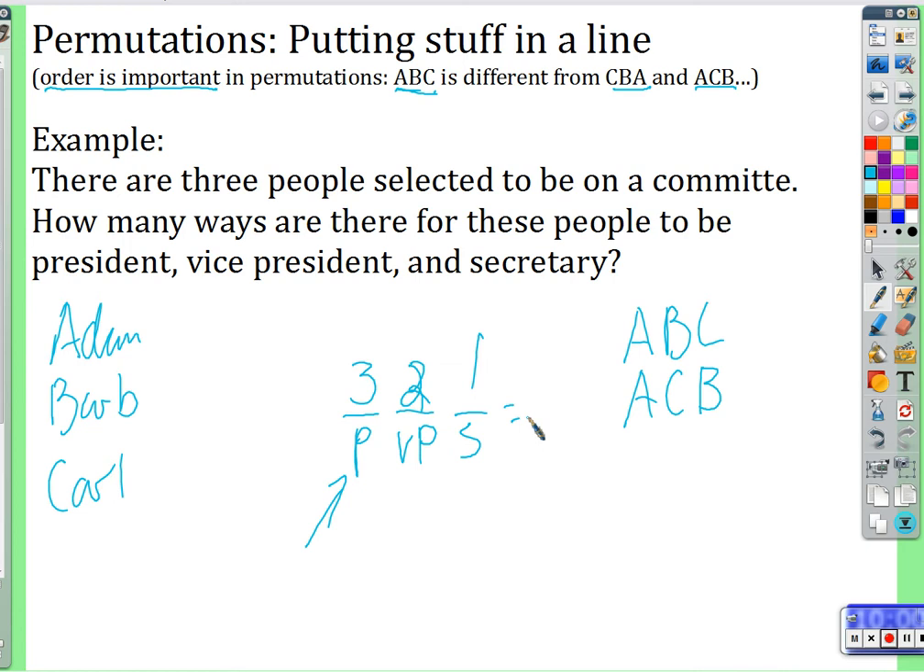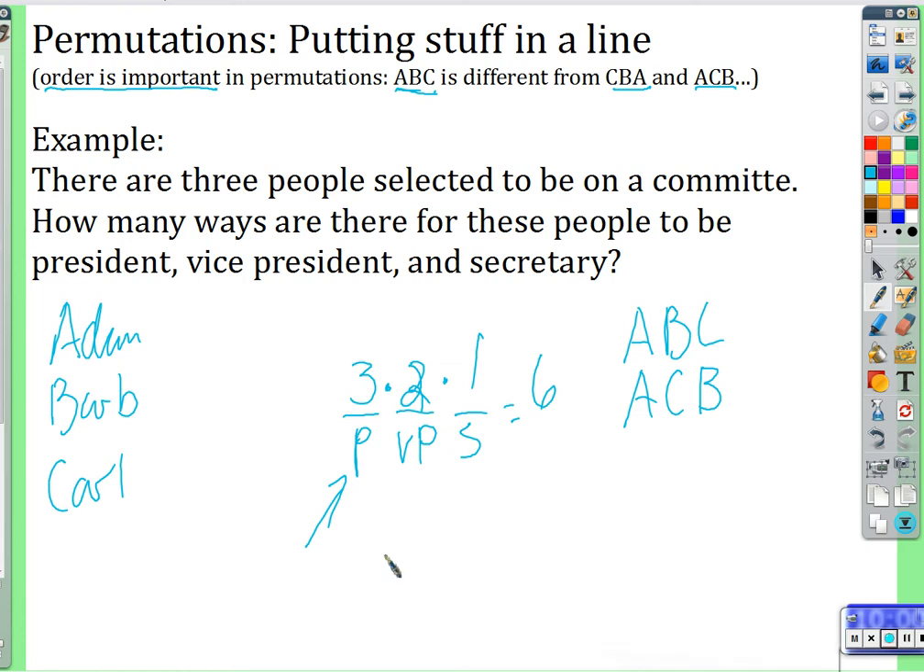So event P can happen 3 ways. Event VP can happen 2 ways. Event S can happen 1 way. So 3 times 2 times 1 is 6 different ways to arrange these 3 people.